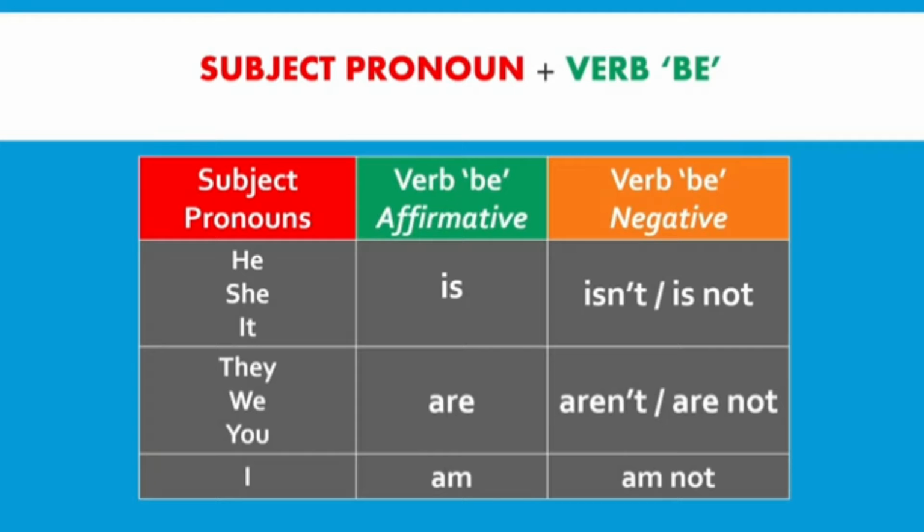Both are acceptable. Last but not least, the only subject pronoun, which is I, the verb be affirmative for it is am, and the negative for it is am not. Alright? There is a contraction for this subject pronoun, just that the contraction is not done on the verb be, but normally the contraction is done together with the subject pronoun. So instead of saying I am not, people normally use I'm not.